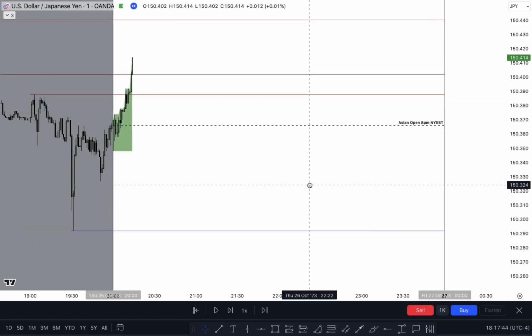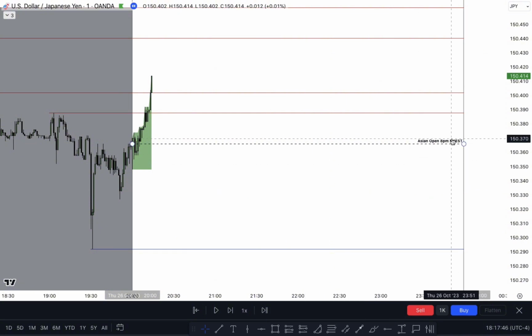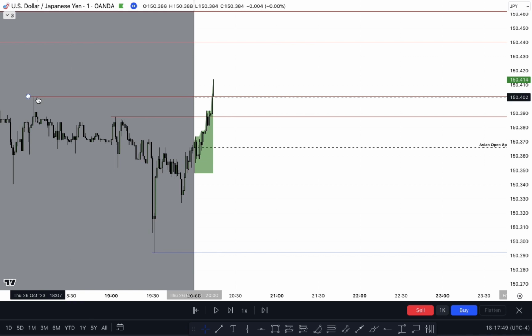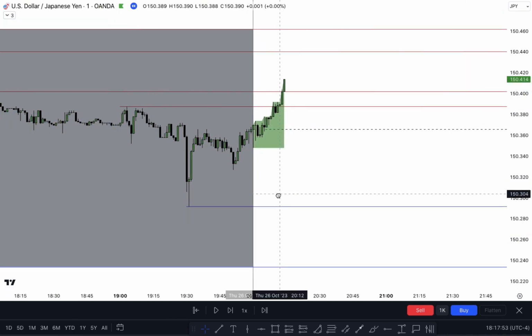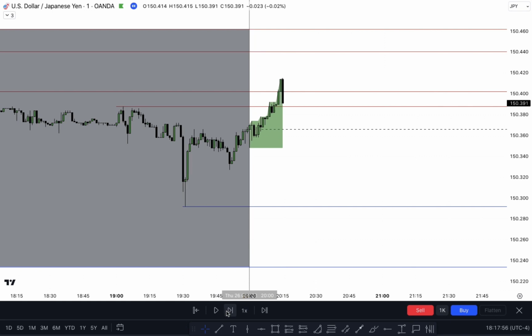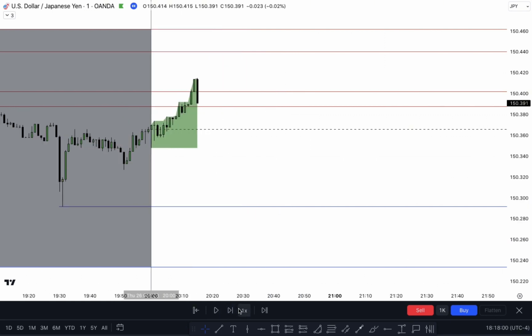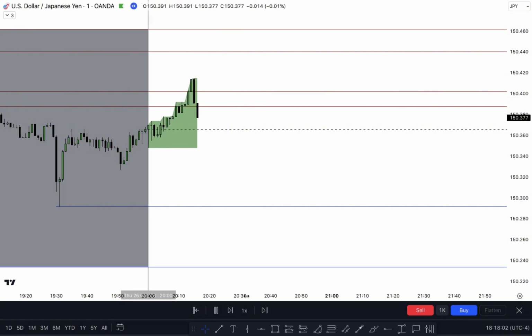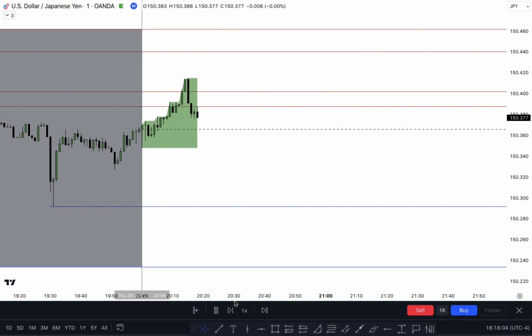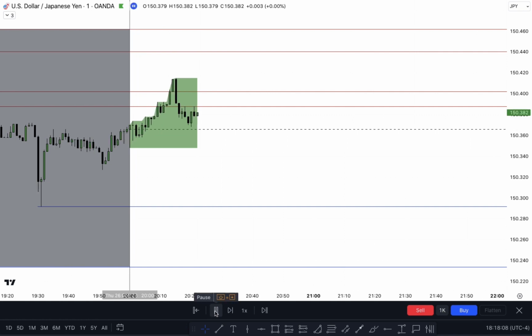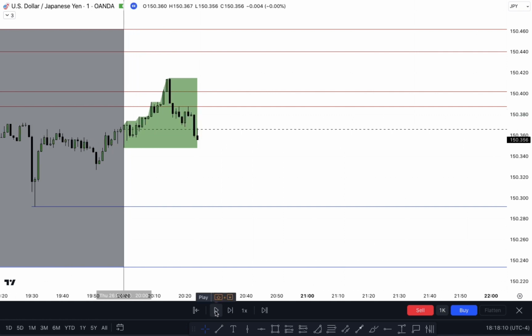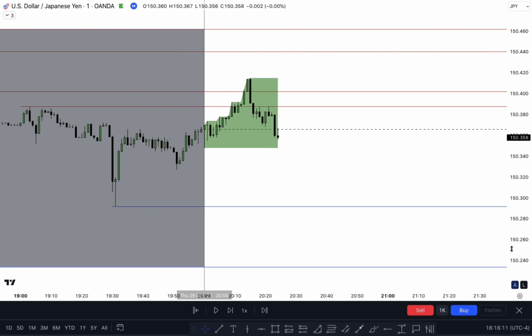Let's just zoom out. That's the opening price. We're looking for a market shift after price takes out these 15-minute swing highs. So we've got one here and one here. We're going to play it forward to see if we can find any. So we play it forward candle by candle. No market shift yet. There we go. So we have a market shift right there.